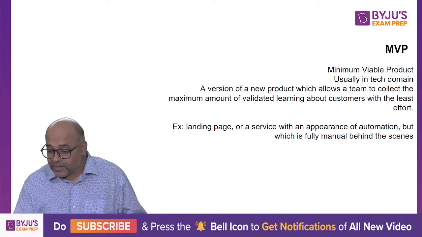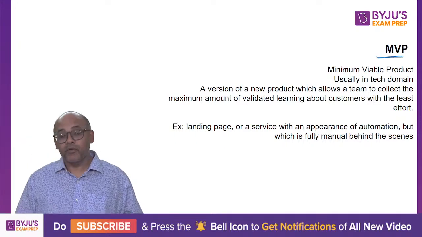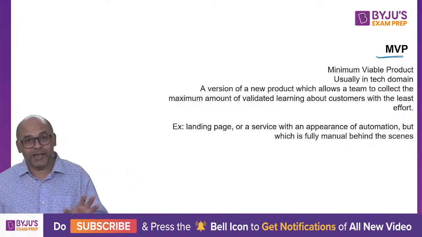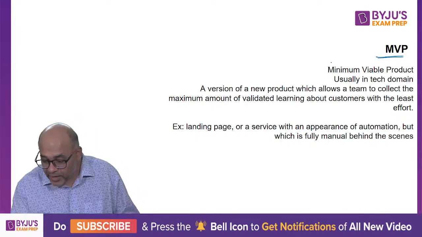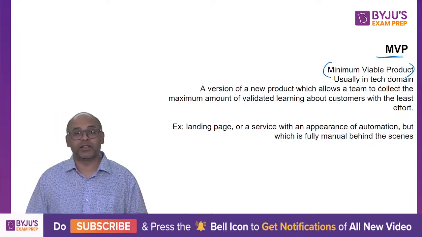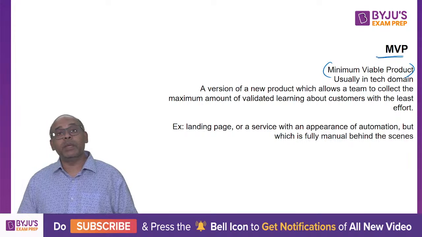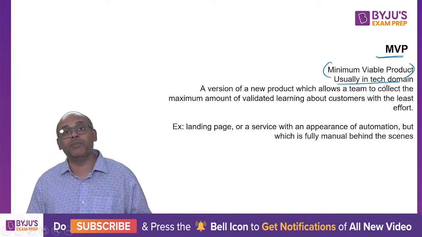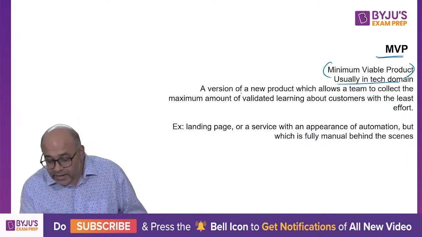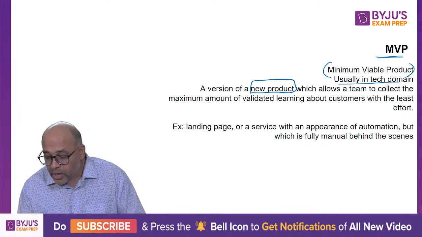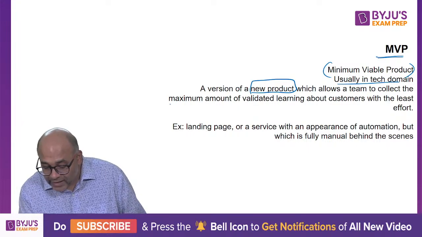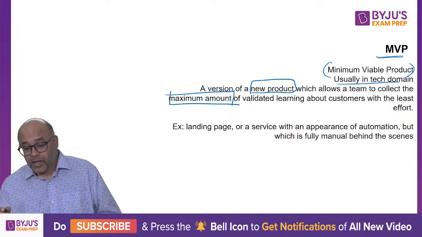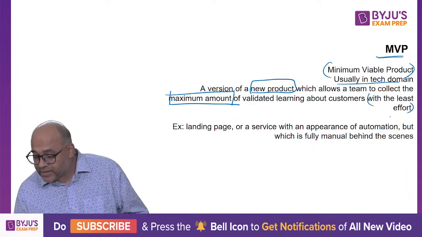Next is something called an MVP. For those of you who are in gaming terms, you might be confusing this with most valuable player. No, this is something called a minimum viable product. So what is a minimum viable product? Usually this is used in technology based products. It is a version of a new product which allows a team to collect the maximum amount of learning about customers with the least effort.